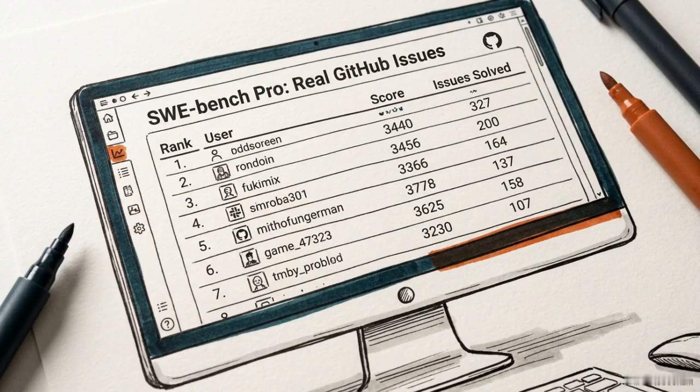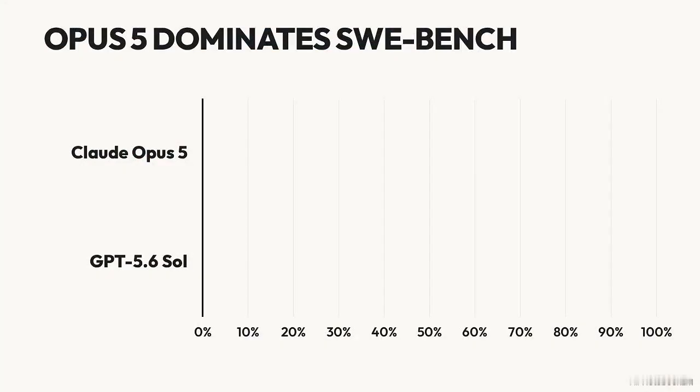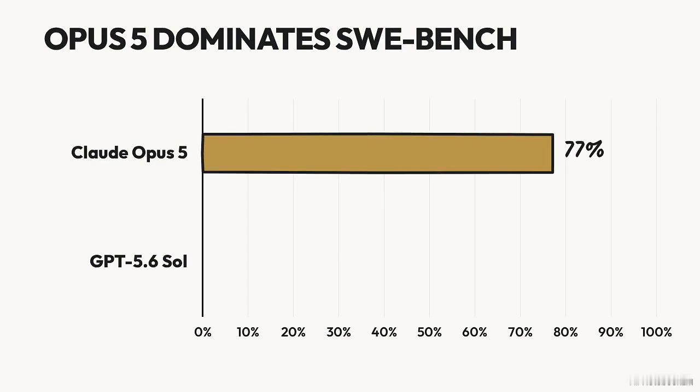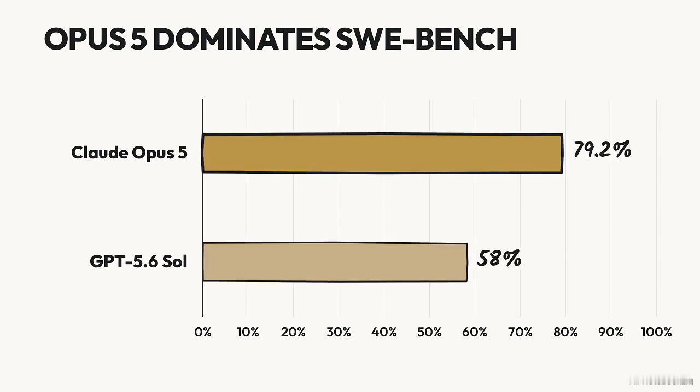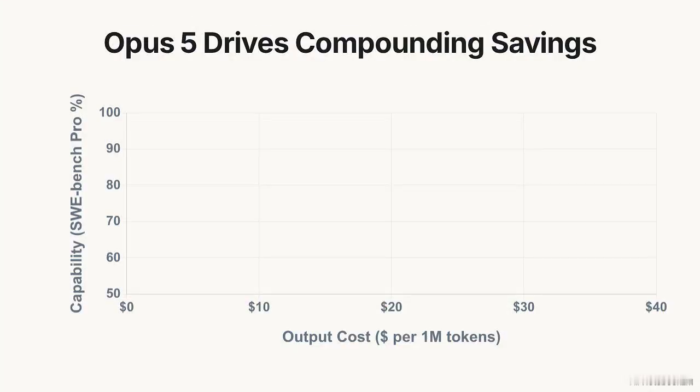To measure this, we use SWE-Bench Pro. This benchmark tests whether a model can autonomously resolve real GitHub issues in established repositories, like Django or React. This bar chart shows the SWE-Bench Pro scores for our two models. Opus 5 solves 79.2% of the issues. GPT-5.6 Sol solves 64.6%. In testing, this 14.6-point gap often represents the difference between a model identifying a root cause and one that merely patches a surface symptom.